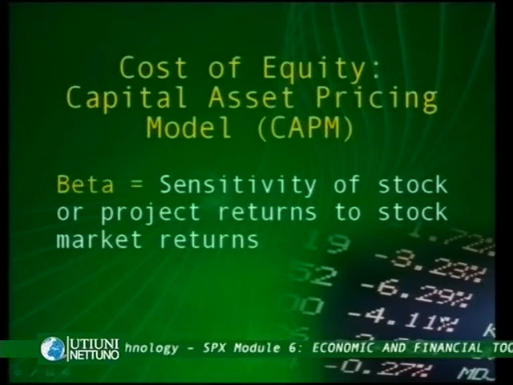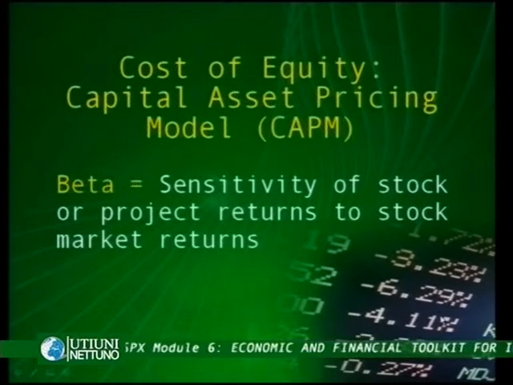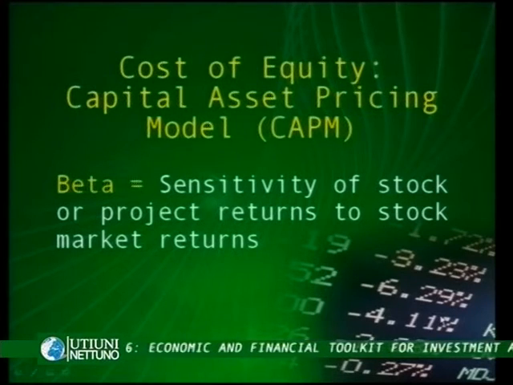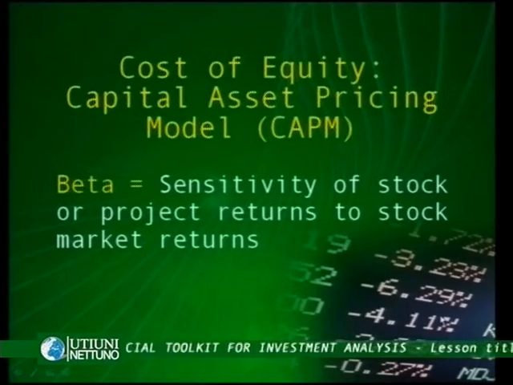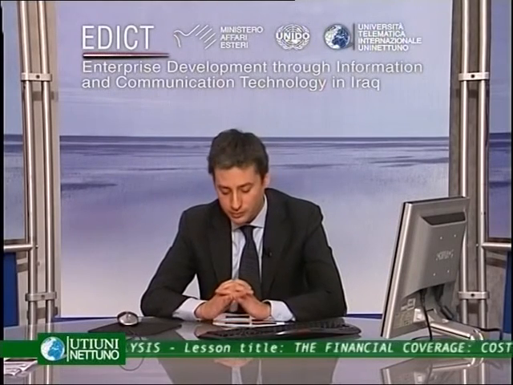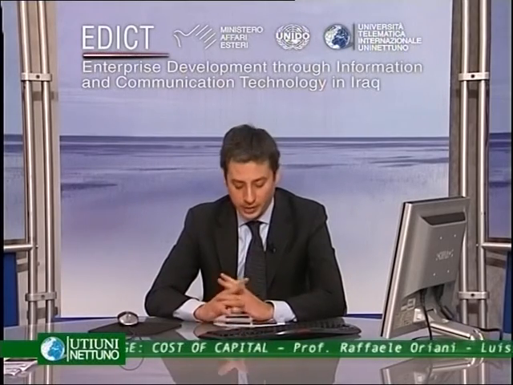Then we have to look at the beta. The beta is defined as the sensitivity of stock or project returns to stock market returns. So if we were just considering the equity risk premium in determining our risk premium, that would not allow us to consider the characteristics of the project, because the equity risk premium is the risk premium required for all the stocks that are traded in that market.